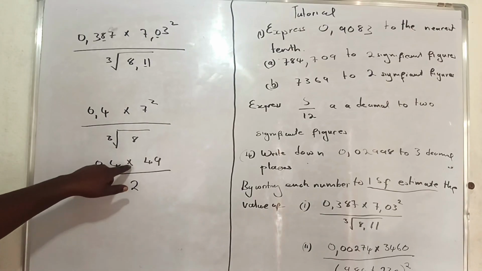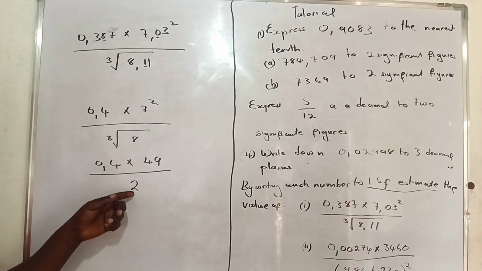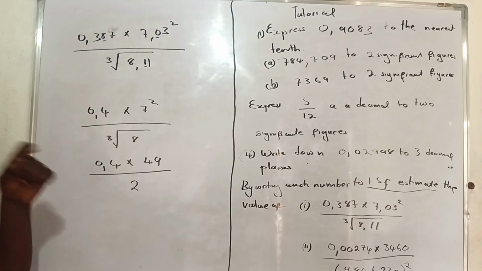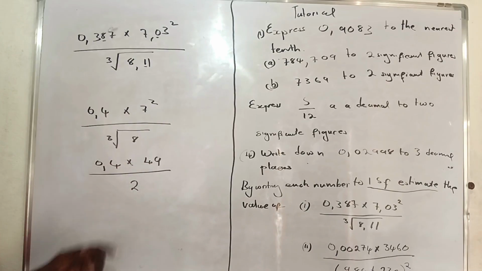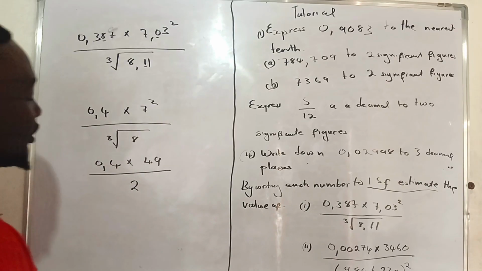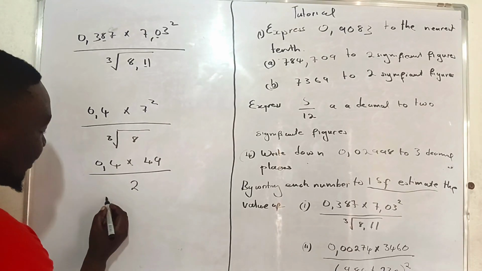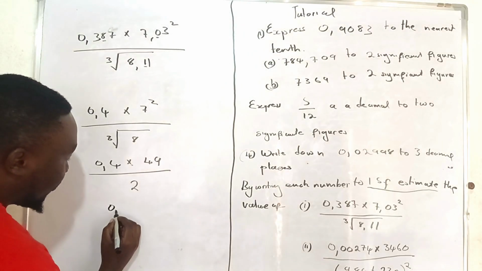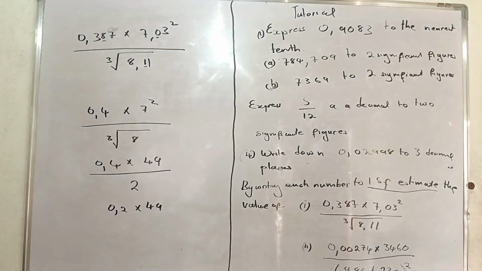So since there is a multiplication sign, you have to be careful. If there is an addition sign, you have to divide both sides by 2. But since there is a multiplication sign, you can only divide this one by 2. So 0.4 divided by 2, you're going to have 0.2 multiplied by 49. So this is a simpler expression.